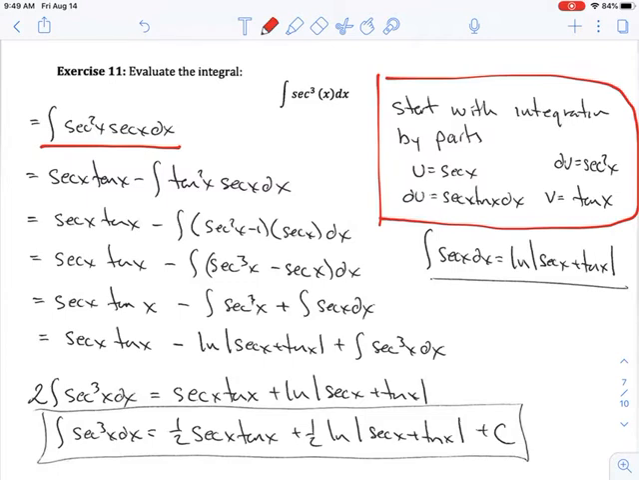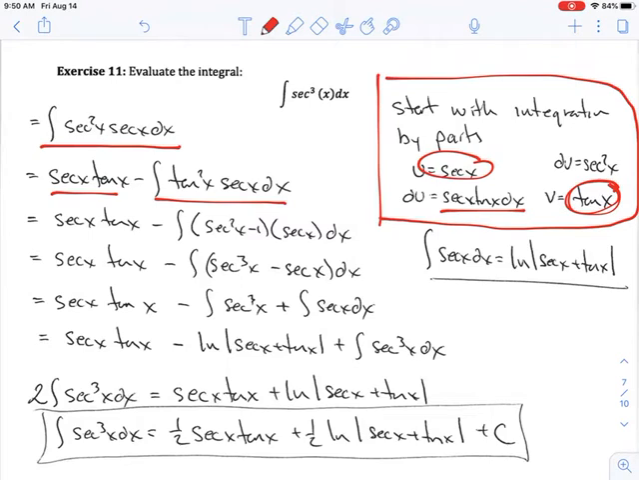So if we let u be equal to secant, then the derivative of that is secant tangent. If we let dv be equal to secant squared, the antiderivative of that is tangent, because the derivative of tangent is secant squared, the antiderivative of secant squared is tangent. That's the way I usually remember those. And so plugging those into your integration by parts, we have secant tangent right here, minus the integral of tangent, secant tangent, which is tangent squared secant.